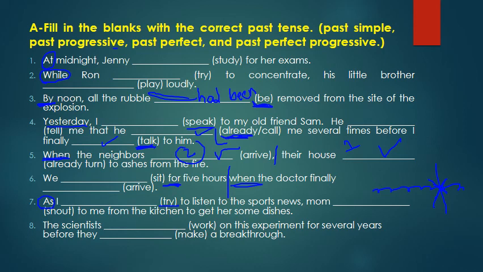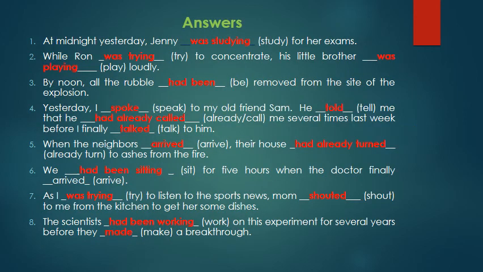Number 8, the scientists. Read before and read after, please, to catch the clue. The scientists work on this experiment for several years. Remember, this is the past, and you see a for, okay? There's a perfect tense in progression. The scientists had been working on this experiment for several years before they made a breakthrough. Had been working, okay, two actions. One, had been working, and finally they made a breakthrough. Past perfect progressive and past simple. Okay, those are the answers.